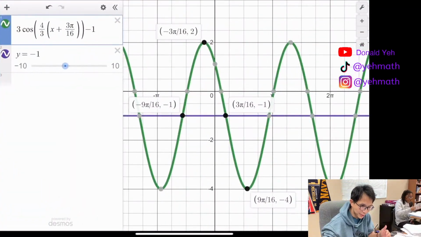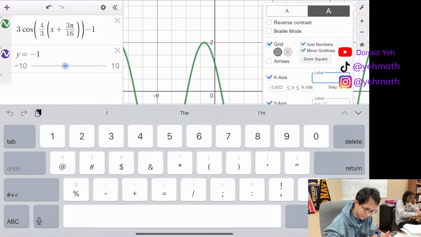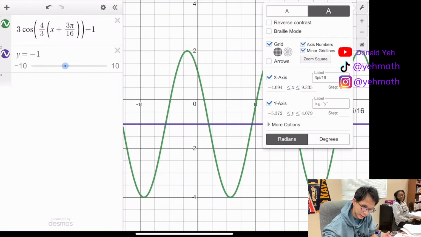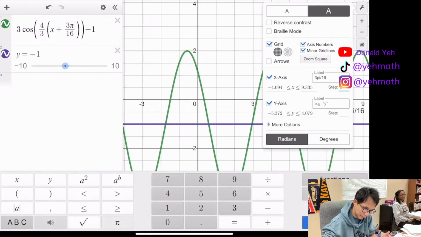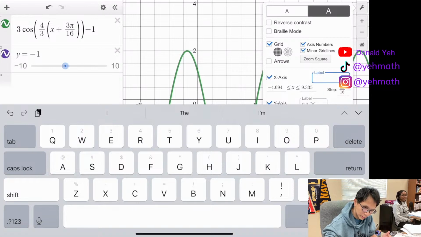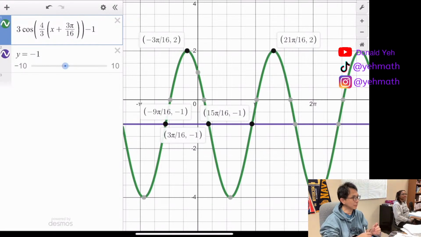If you change your scale to, let's just say, you can actually do this. You can change your scale to, let's say, 3 pi over 16. It should be working. I don't know. No, it doesn't. No, that's just a label. That's 3 pi over 16. Let's try that. It doesn't work, but anyway, all those points are exactly the points I advertised.